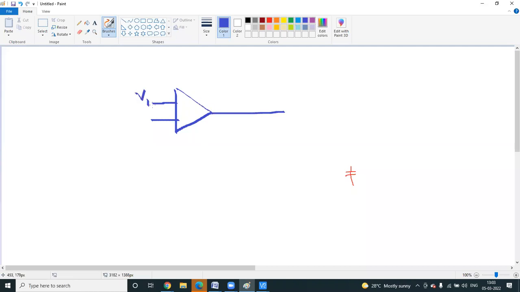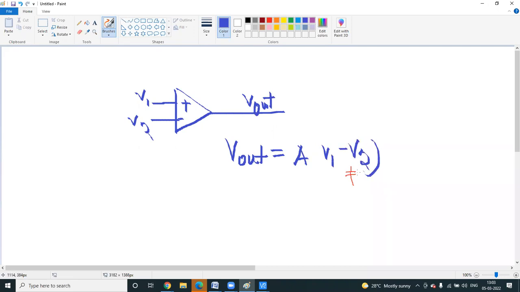So op-amp input, V1 minus V2, and this is the output. So V out equals your gain times V1 minus V2. So the difference between two voltages times your gain. So operational amplifier, op-amp, what is the use? Amplification of the voltage. Who is amplified by using the gain. And this op-amp will be designed by current mirror and differential pair.